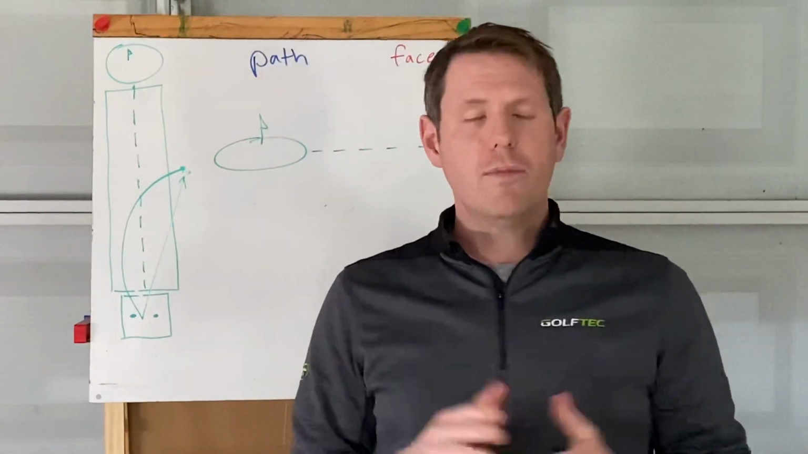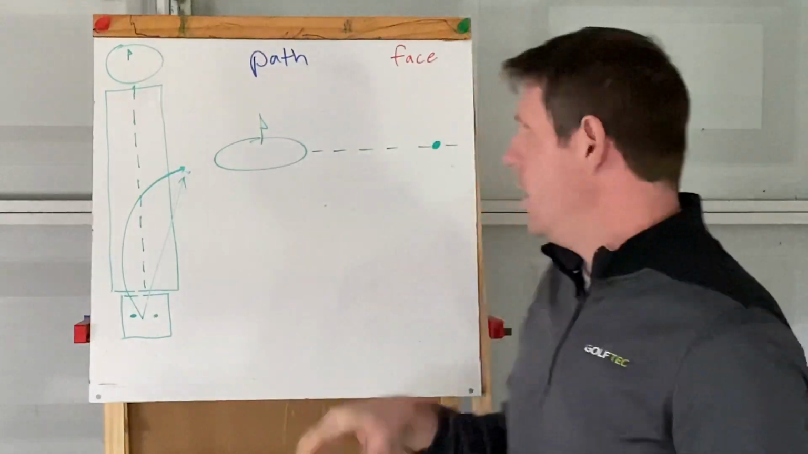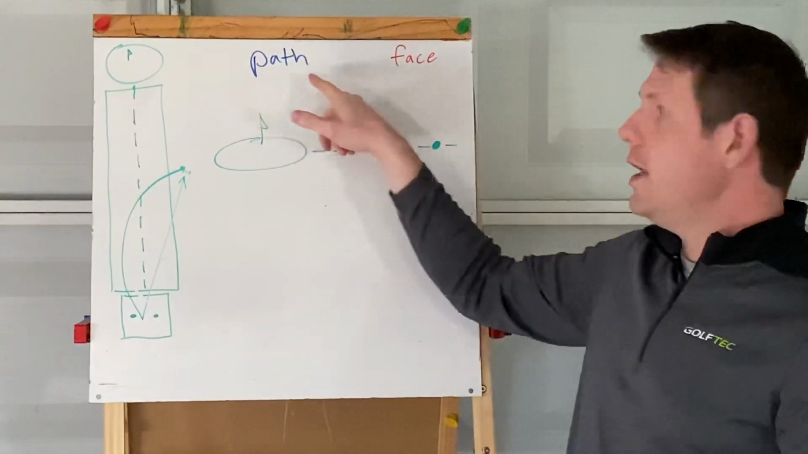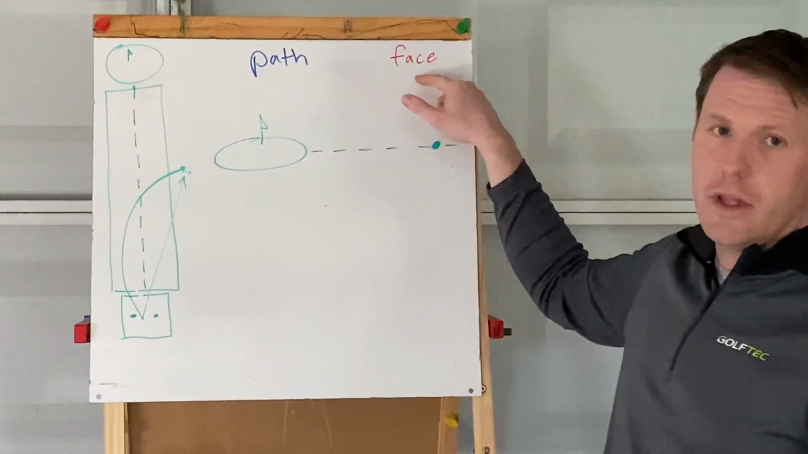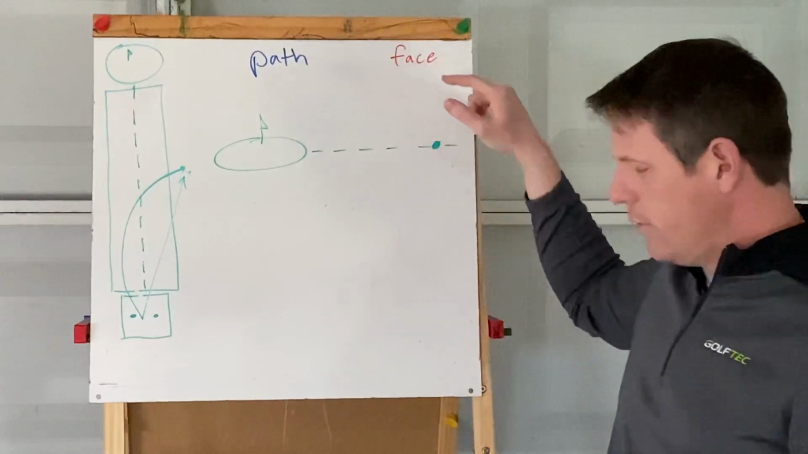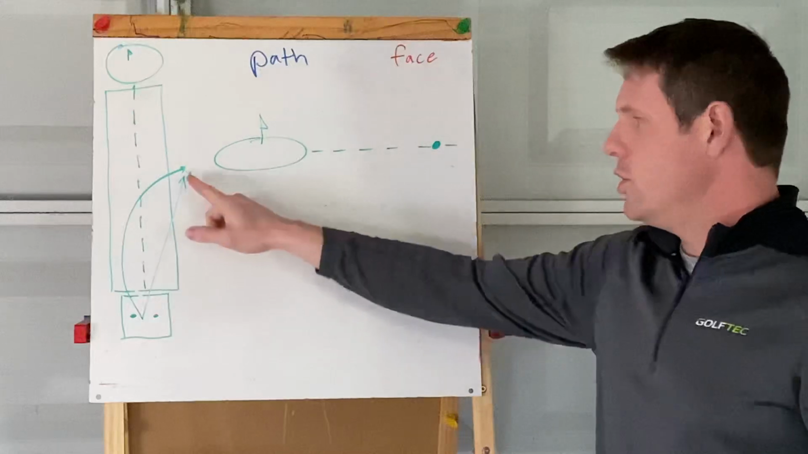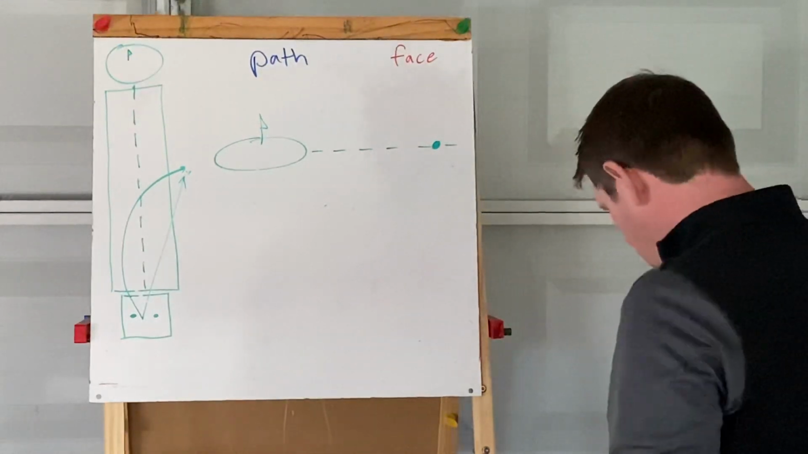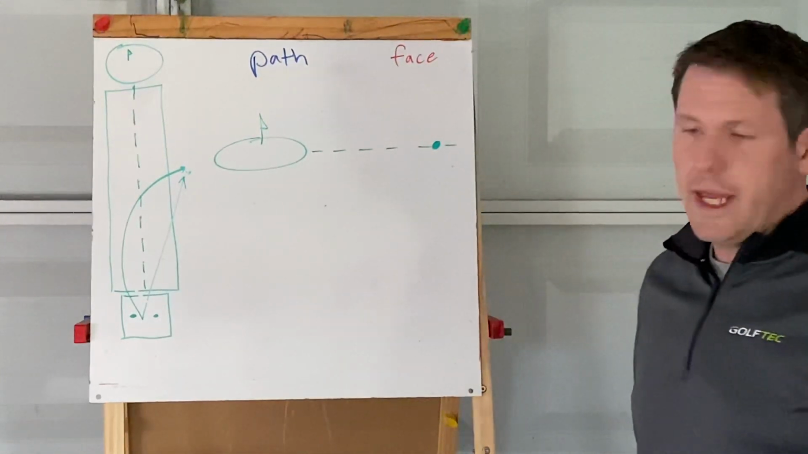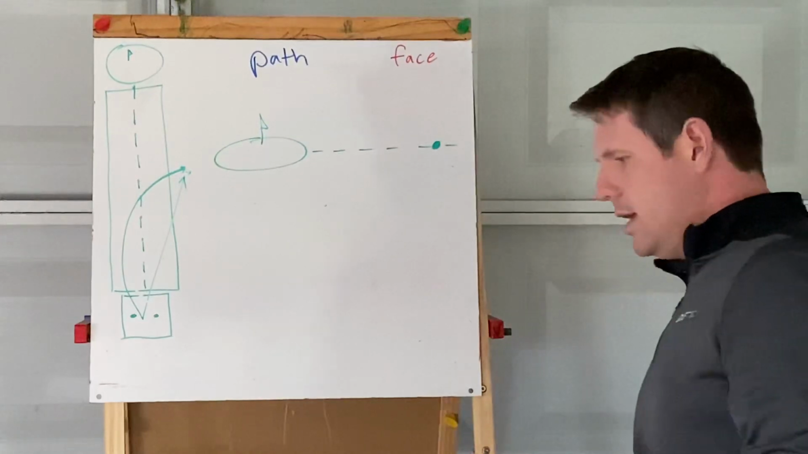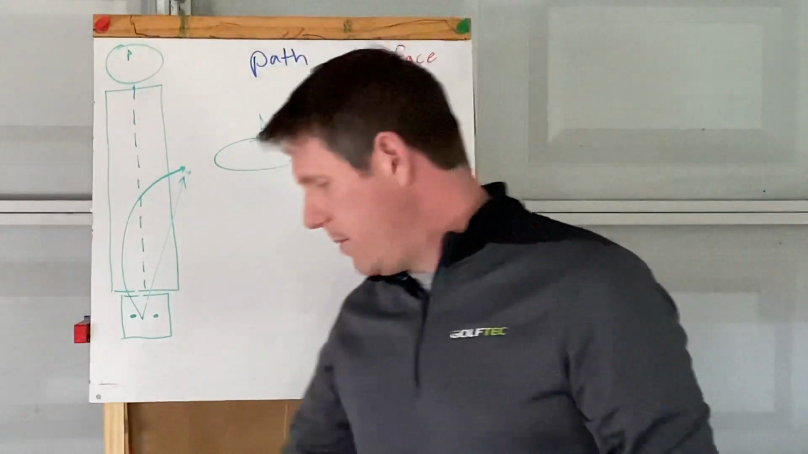So the variables to understand with your club are the path that the club is moving on and also the angle of the club face when you strike the golf ball. So let's first talk about that direct push shot, that first one that I drew. In order for a ball to go like that, the club would have to work in this type of manner.